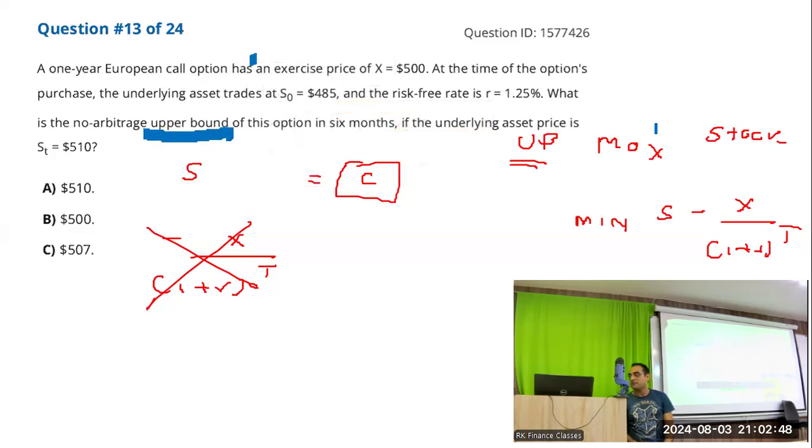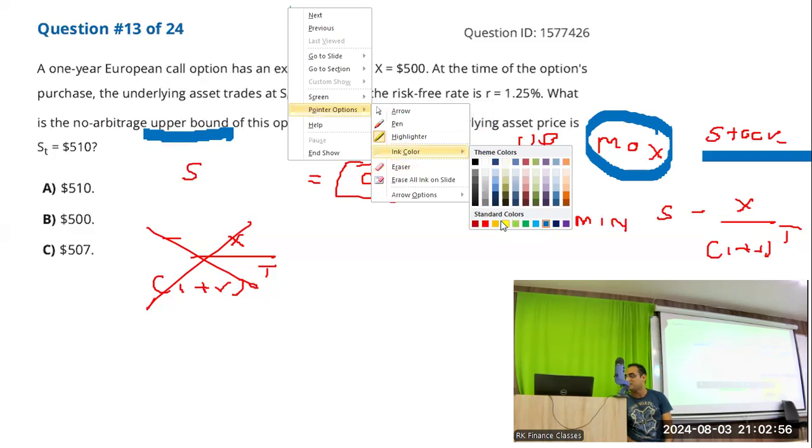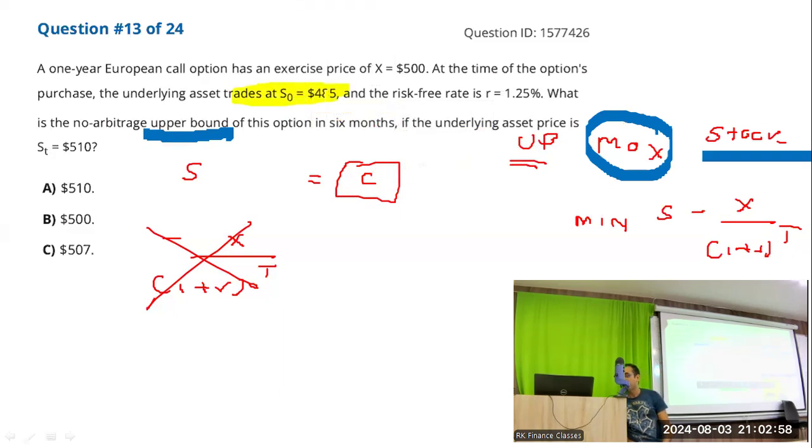So from that perspective, the upper bound is this max value, which is nothing but the simple stock price. And that stock price was given to us as 485, yeah, 510. So is it 485 or 510? Obviously 485 was not in the options, but if it was, it would be 485 or 510. Look at the question: at the time of the option purchase, the stock price was 485, but now the question is, what is the no arbitrage upper bound at this point of time in 6 months?